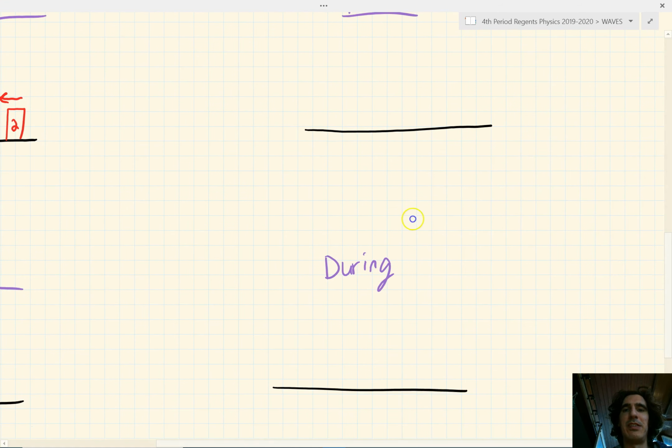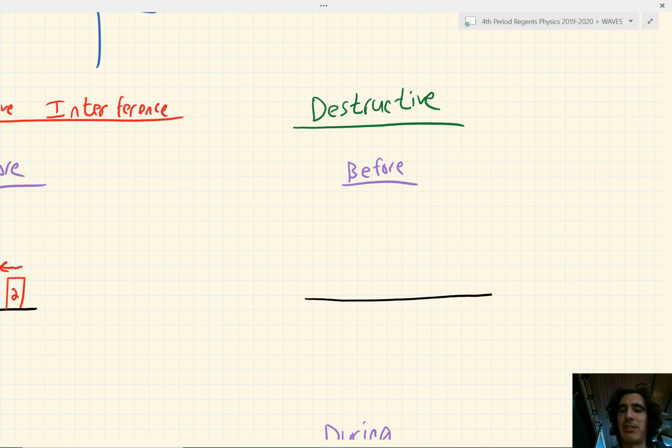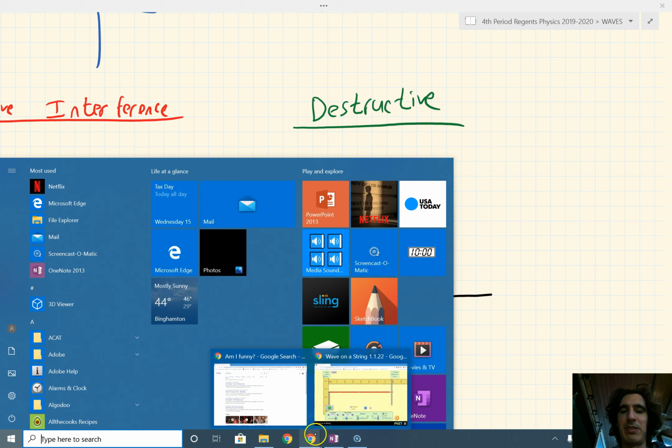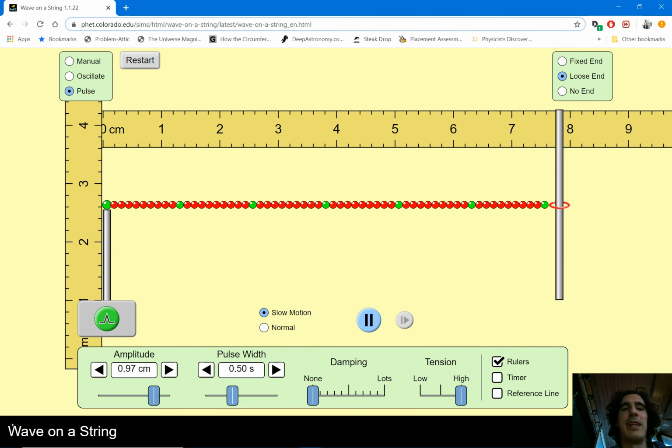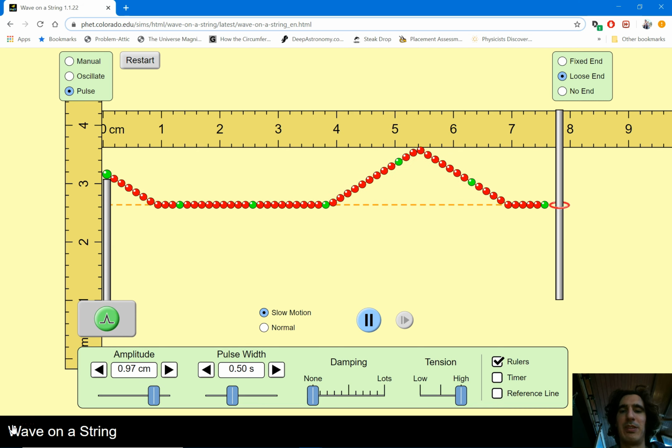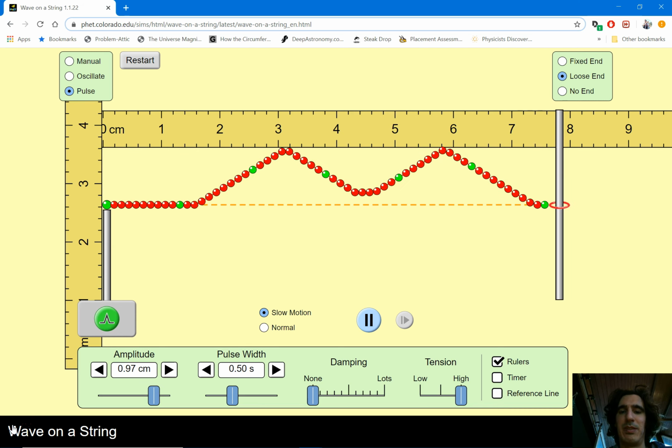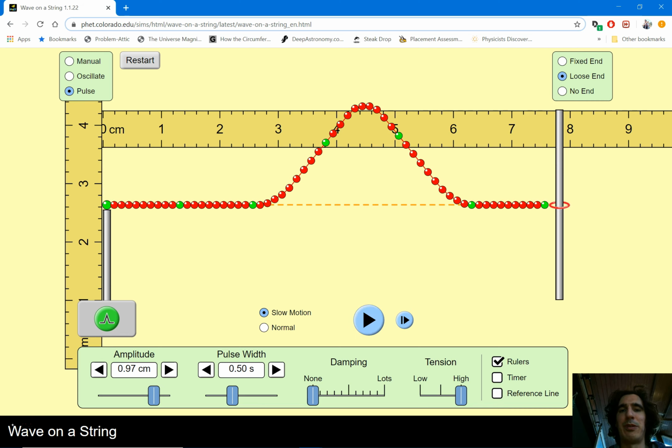So let's now look at destructive interference. Let's look at a similar scenario, except this time, one wave will have a negative amplitude. That one will be moving to the right. And another wave will have a positive amplitude. That wave will be moving to the left. So we're going to send one pulse. We'll send another one. And we're going to wait for those two waves. Right now we have constructive interference. We're going to wait for one of the waves to bounce off of the left end and reverse its amplitude.